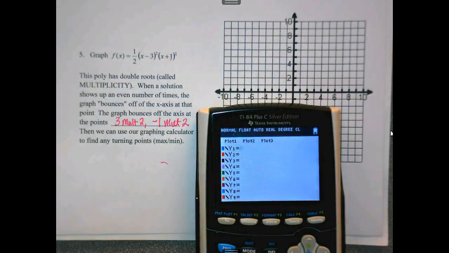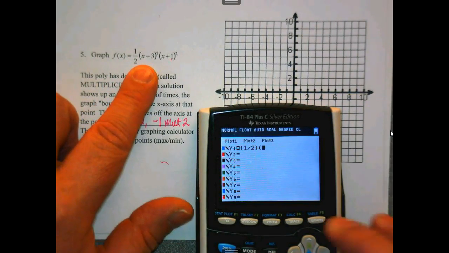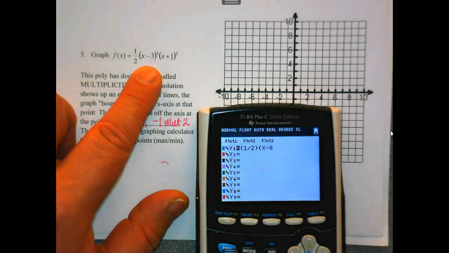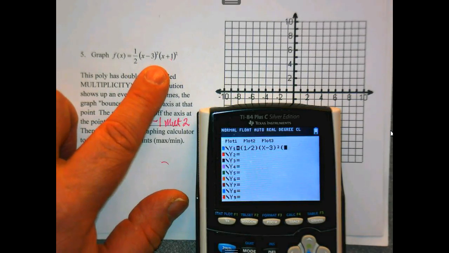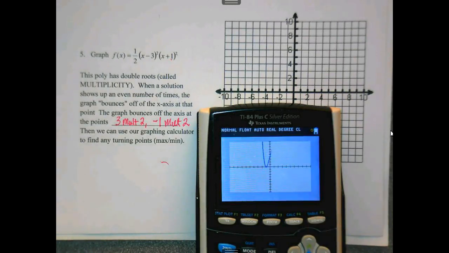So I got 1/2. Make sure you put fractions in parentheses. 1 divided by 2. Then I've got the quantity x minus 3 squared times the quantity x plus 1 squared. Okay. You can graph it. And I have a double bump parabola, x to the 4th.